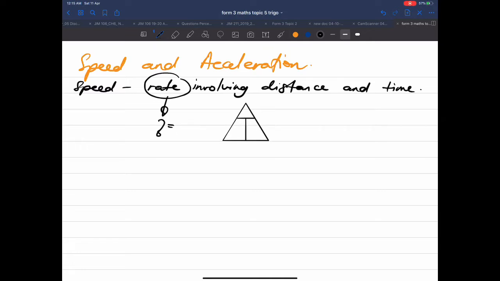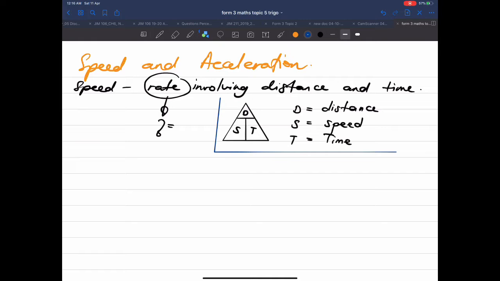So what is it? This is D, this is S, and this is T, where D is the distance, S is the speed, and T is the time. Okay, so you have to remember this. So it's quite easy actually. From here you can get many formulas.